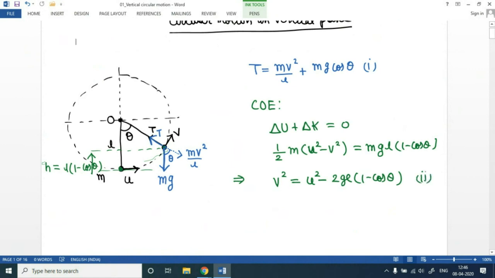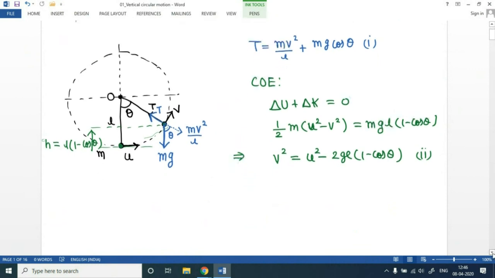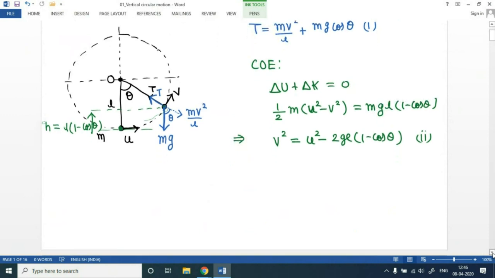Whenever we are required to find the tension and velocity at any point, we use these two relationships. Let's take one more situation here. The particle I have taken is in the lower quadrant.